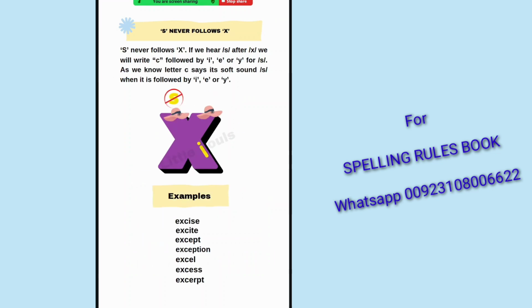Look here. So, if you hear an S sound after X, the letter X sound, because we cannot write the letter S, what we will do is write the letter C. But we know the letter C has a K sound. But we also know the gentle C rule that if we put E, I or Y after the letter C, it will make a soft sound instead of the hard one. For example, excise, excite. There are many examples. Just go through all of these examples.